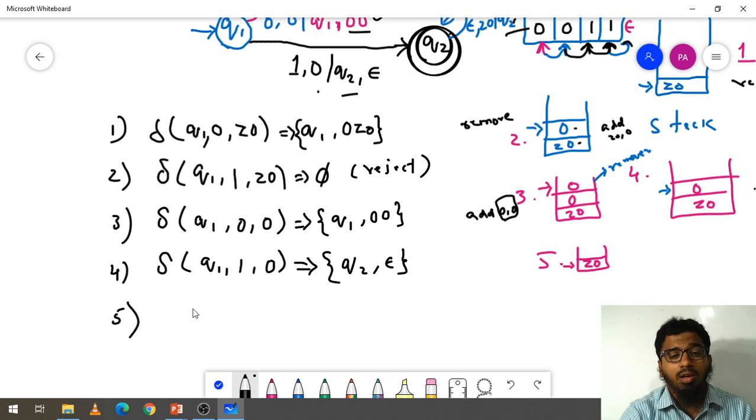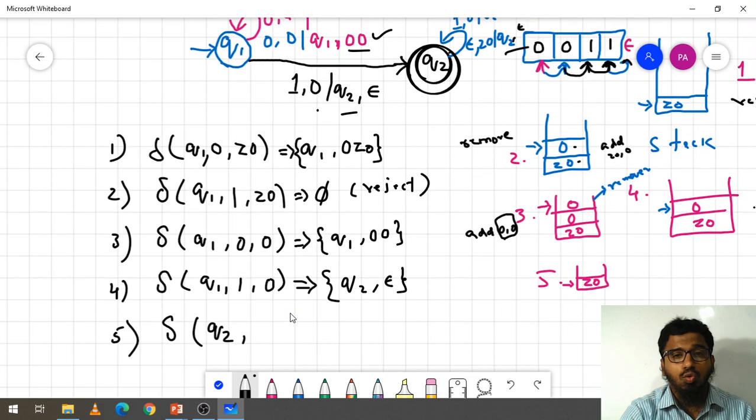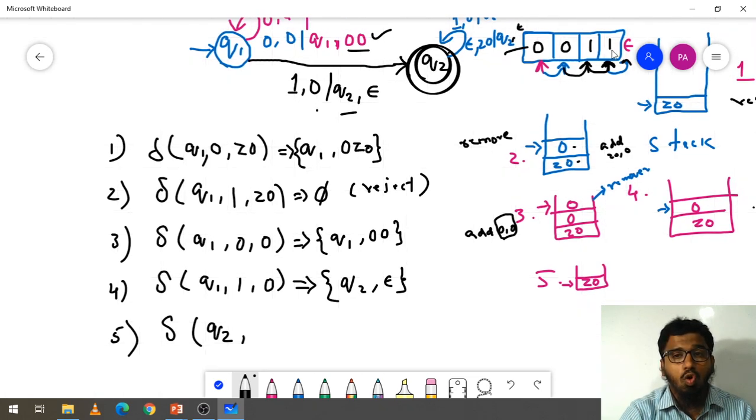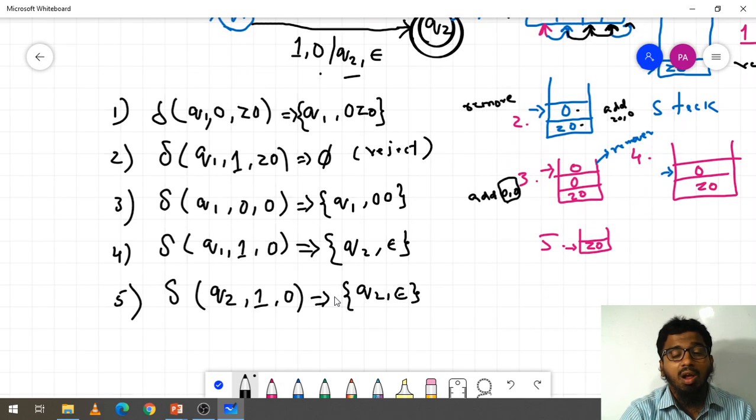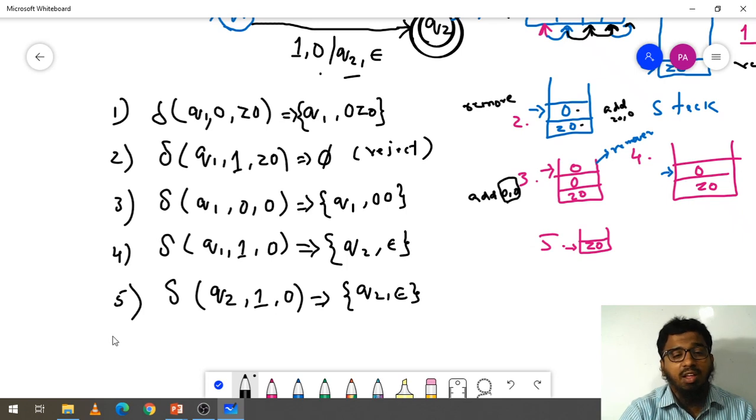Next, the fifth one, delta. The new state is q2 comma 0. What is the next header here? q2 comma 1, and what is available in the stack is 0. Whenever we have 1 0, we get q2 epsilon only, because here also we are popping the data from the stack.